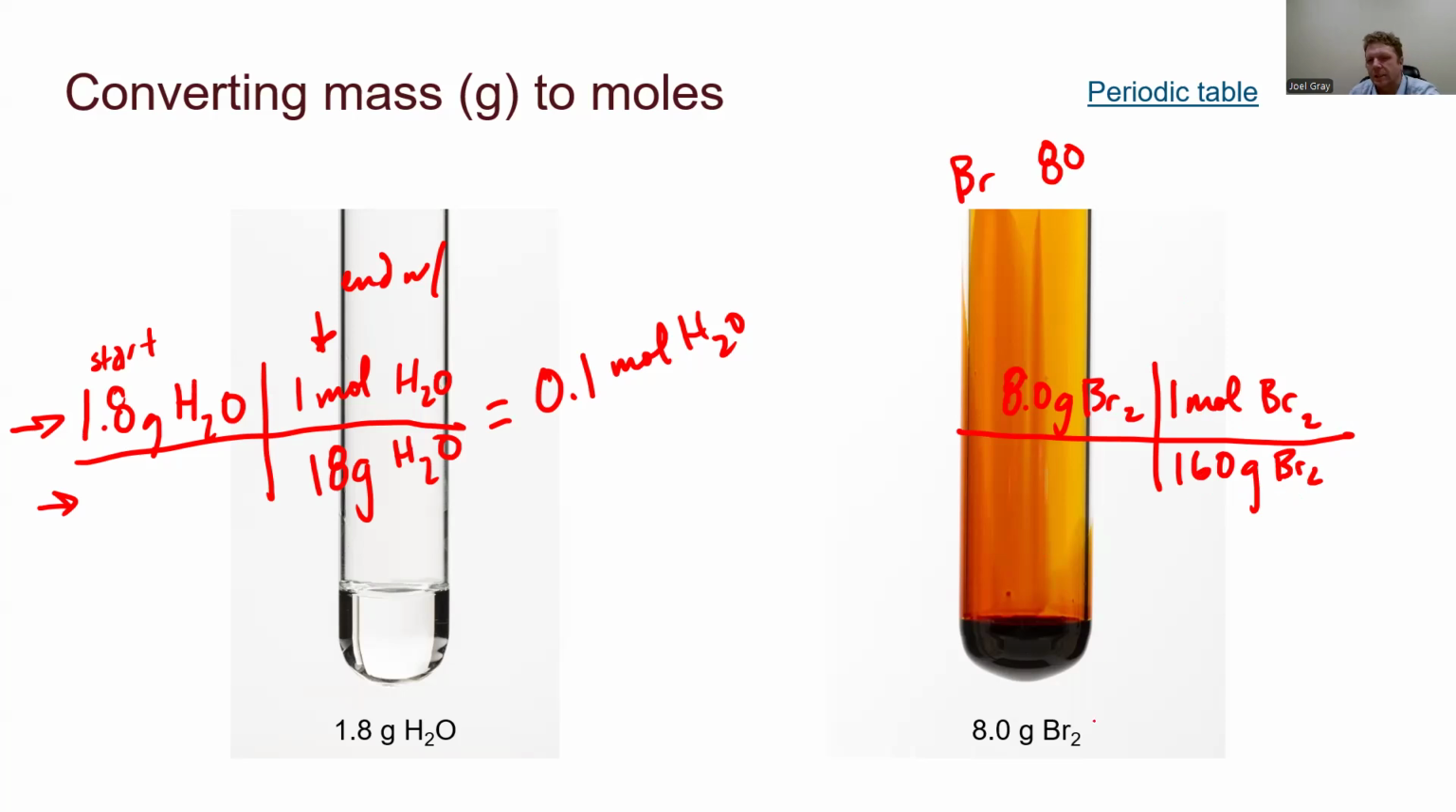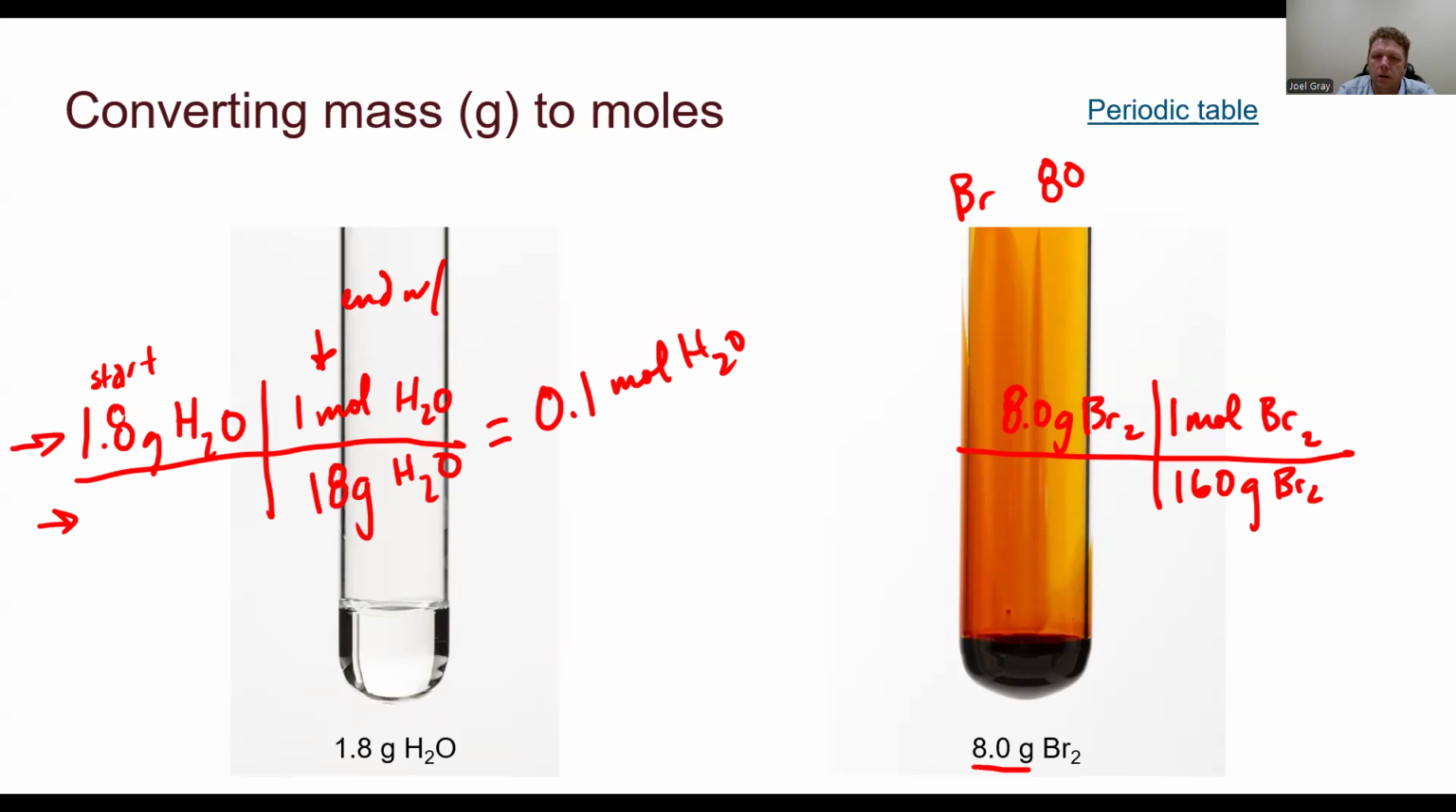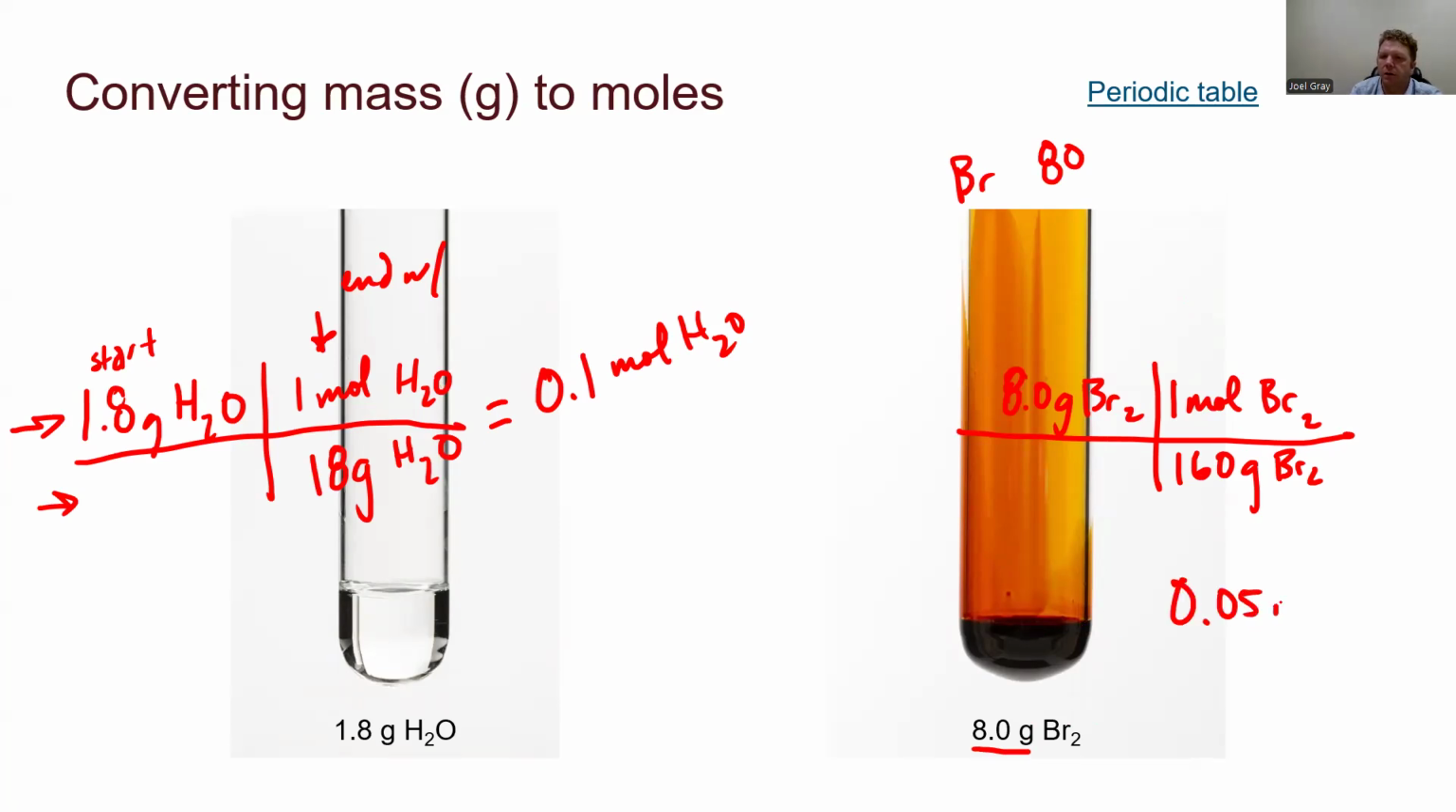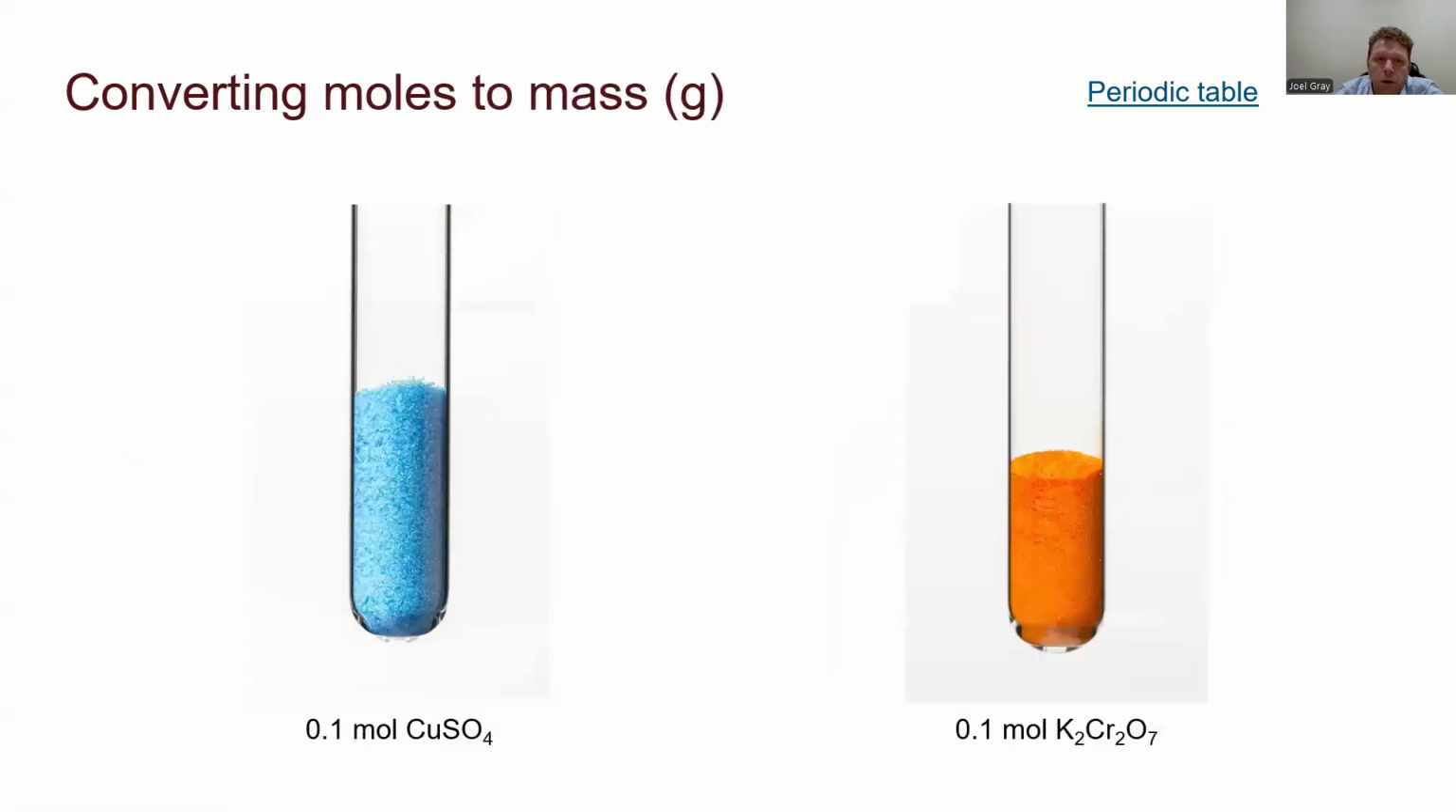This is a question that's intentionally kind of tempting and deceiving for you to say, oh, well, it's got to be 8. But remember, bromine is a diatomic gas. So you're going to say 8 divided by 160. And you're going to come up with an answer that is 0.05 moles of Br2. So the identity of the gas, or the identity of the substance, is important to know.